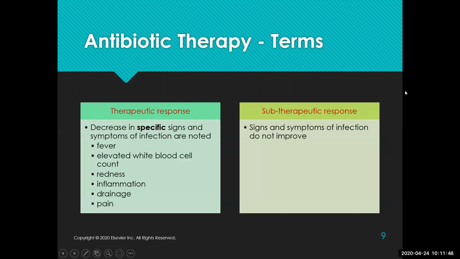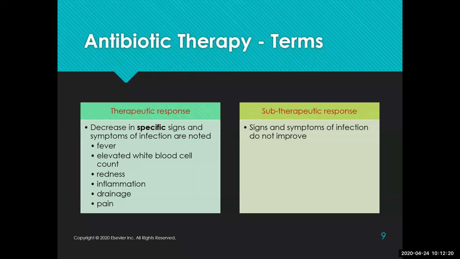So here's some more terms that we use in antibiotic therapy: therapeutic response and subtherapeutic response. Therapeutic response is what we're desiring to have. We want to see a decrease in specific signs and symptoms that are associated with infection. We probably won't reculture the site, where the urine, the wounds, the lungs, to look for decreasing growth or anything like that.